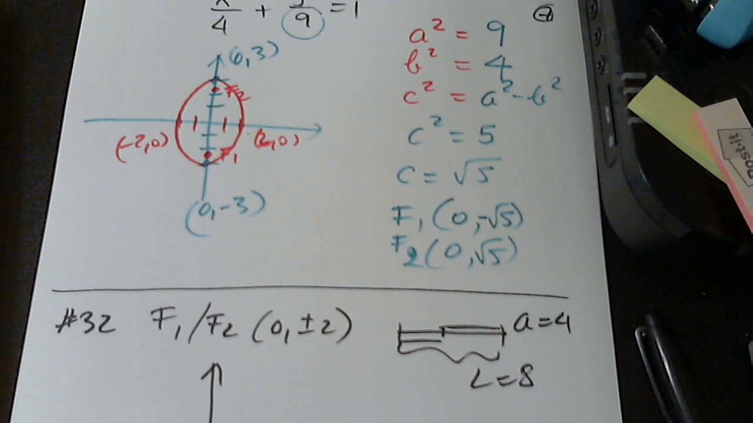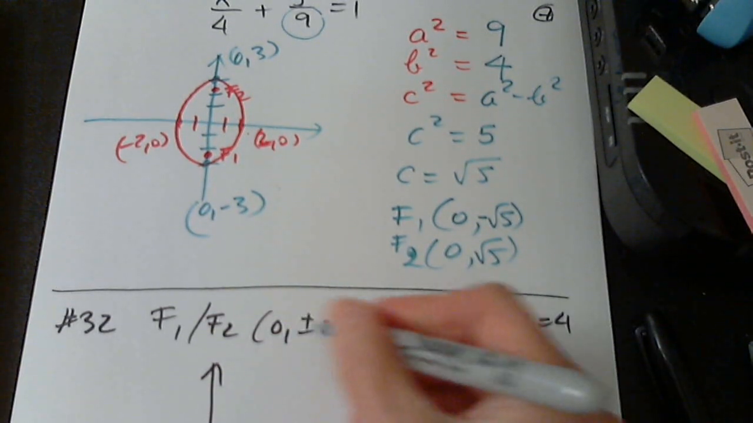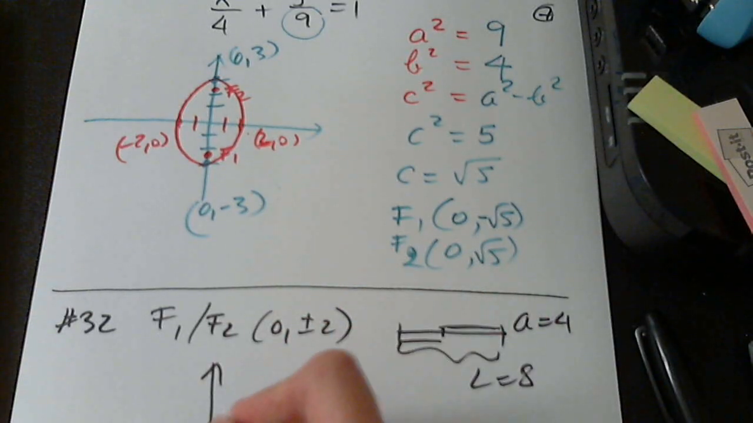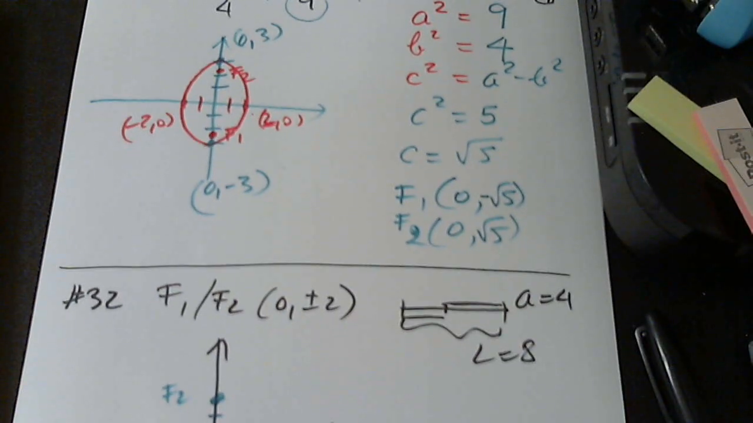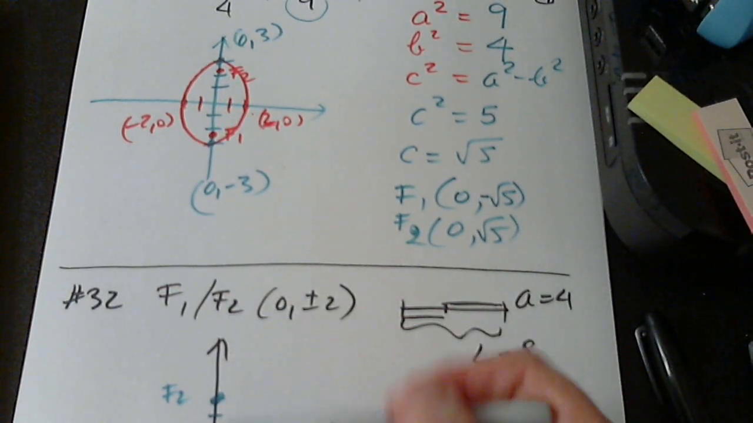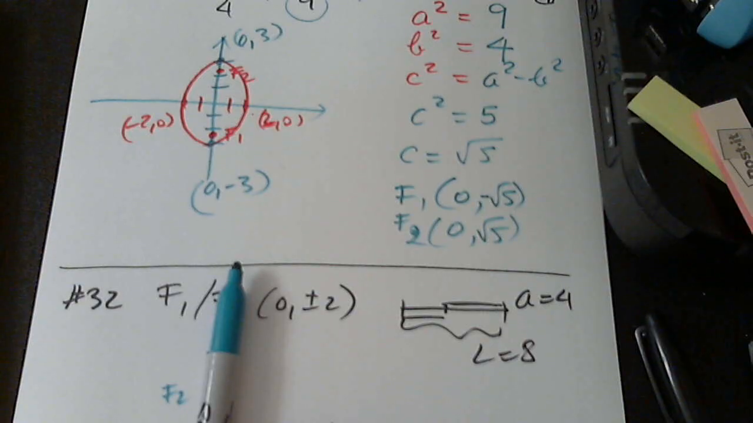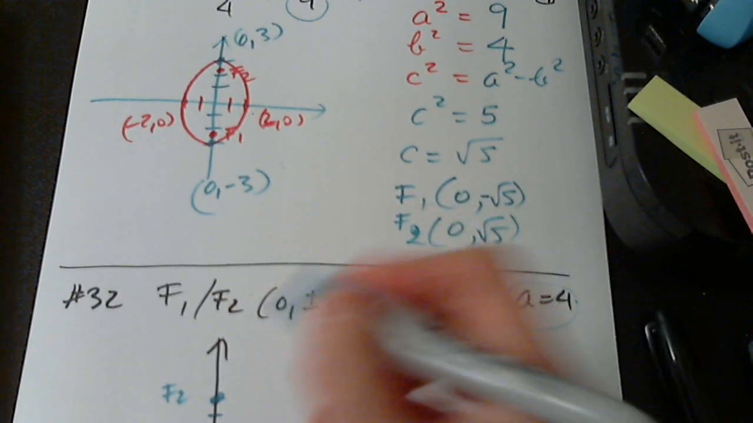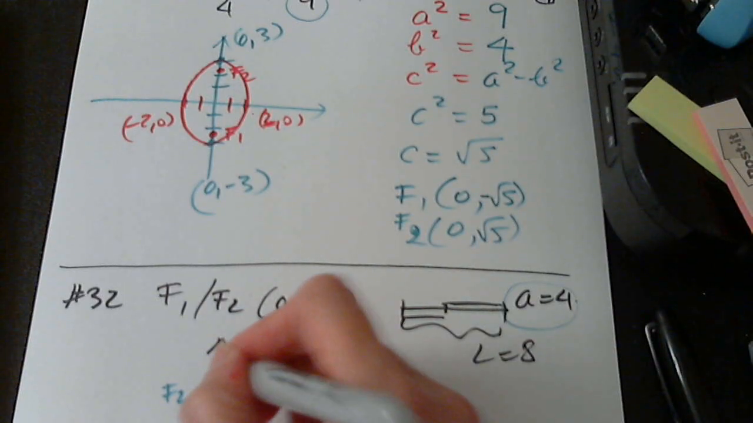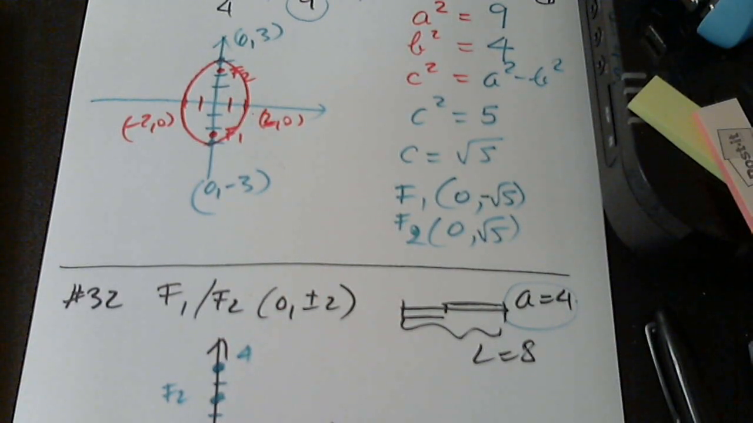Let's picture the foci first. Positive 2, negative 2: (0, 2) and (0, -2). So this is F1 and this is F2. Obviously, this must be the major axis because that's where the foci are. That's very clear. So therefore, if A is 4, this is positive 4 and this is negative 4.